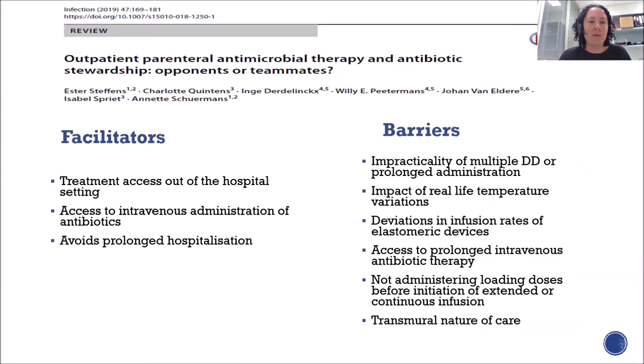So those few factors I've just described are nicely represented in the paper on the screen, and then we have barriers that exist within OPAT and also facilitators for adequate AMS principles. And I guess one of the things that we commonly encounter is the transmural nature of care, in which, although I'm based at a central hub, often the delivery of the OPAT care is through nursing staff at a more remote hub. And so we may have deviations from recommended treatment regimens and follow-up, which requires governance.